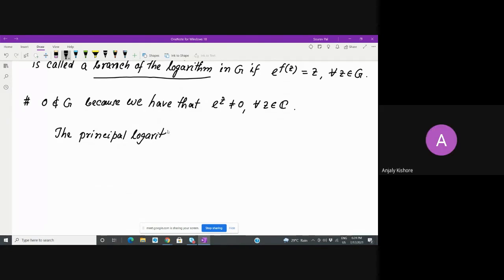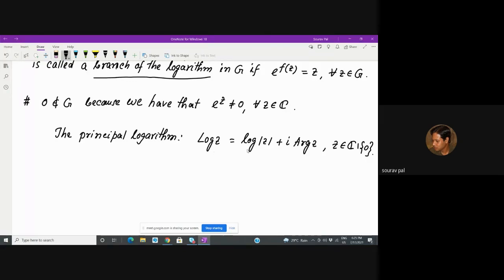Log mod z plus i times the principal argument of z. This is defined for all non-zero complex numbers. You know that. But the point is, can we call it a branch of the logarithm? It is a well-defined function, but it is not continuous.